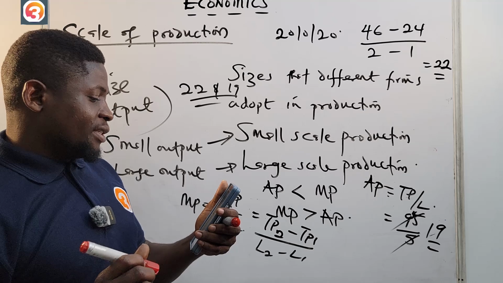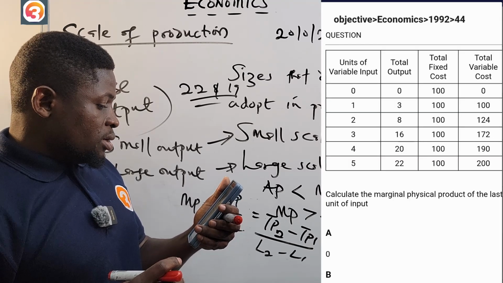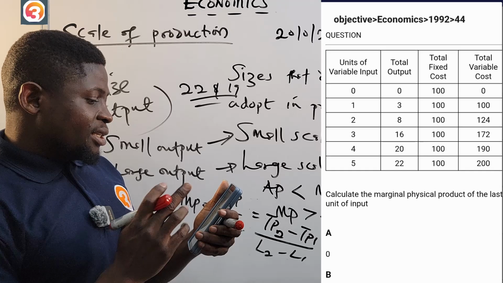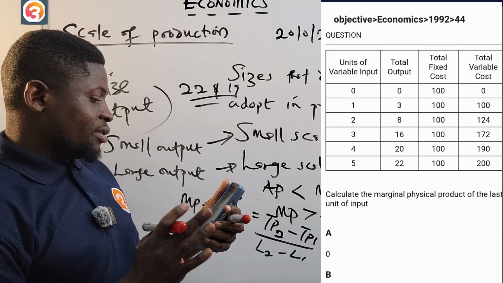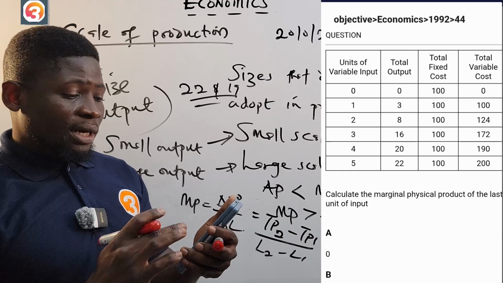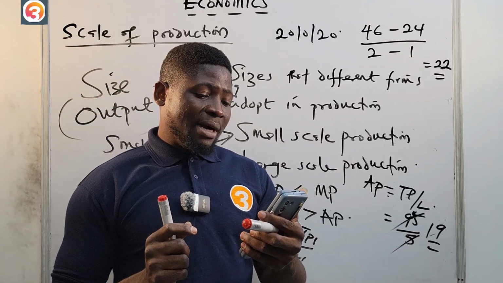1992, number 44. All right, let's leave this. I think this is a question on cost, and we have not done cost yet. So when we get to cost, we'll answer the question. All right, so let's go to 2022, number 35.